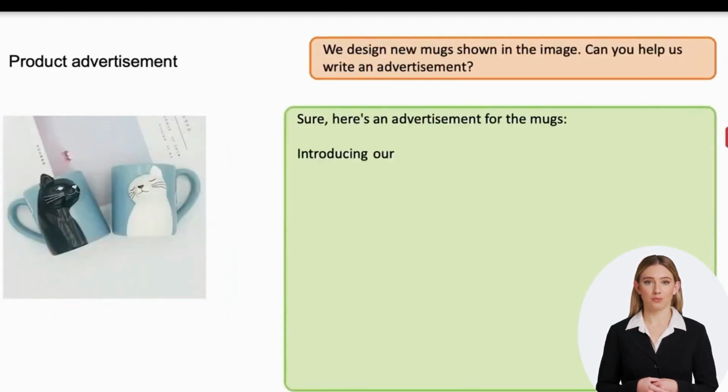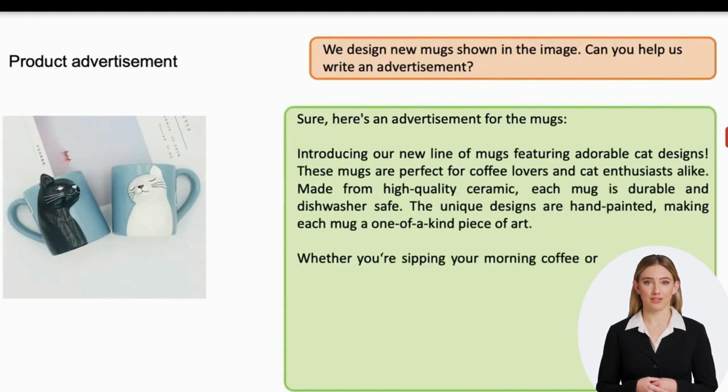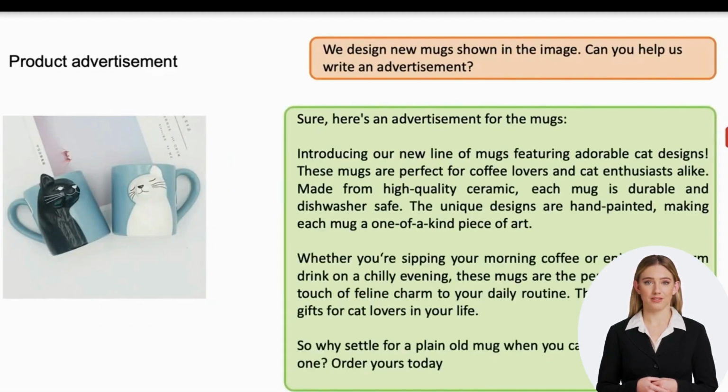Here, someone uploaded a photo of 2 mugs and asked for an advertising text. The resulting text looks very professional and creative. Apparently, the tool was able to describe the image well and write a professional ad. So you can also use this tool to make ads or write captions for Instagram posts.